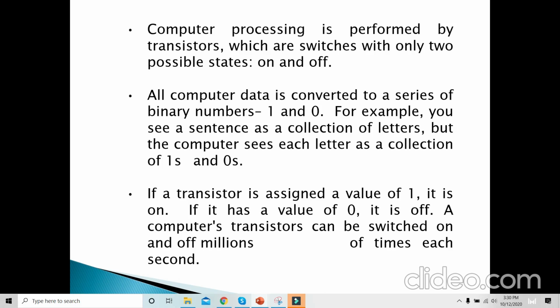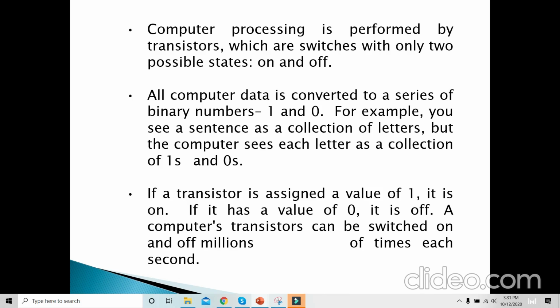Computer processing is performed by transistors, which are switches with only two possible states, on and off. All of a computer's data is converted to a series of binary numbers, 1 or 0. For example, you see a sentence as a collection of letters, but the computer sees letters as a collection of 1s and 0s. That's why later in our topic, you are going to convert a word into binary so that the computer can understand it. The language of the computer is just a binary language, 0 and 1.